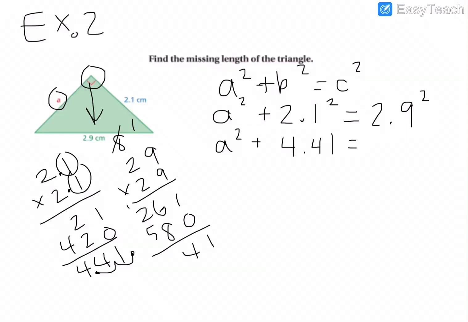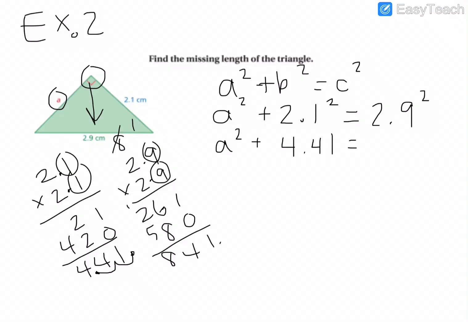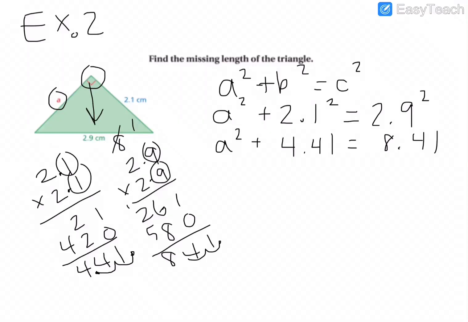So add it all up. 5, 6, 7, 8. That gives me, putting back the decimal points, 2 numbers after the decimal place, so go back twice. That's 8 and 41/100, which actually I see is going to work out nicely.